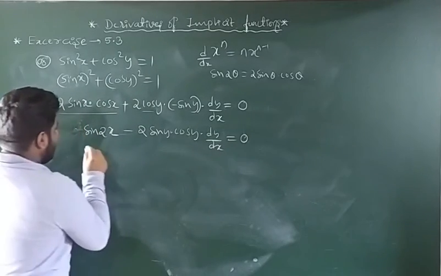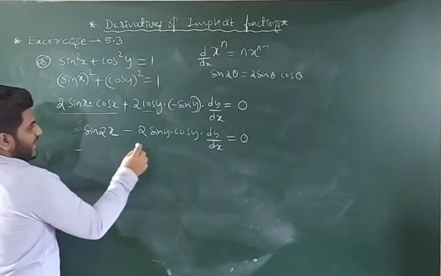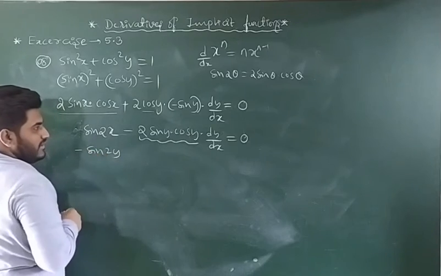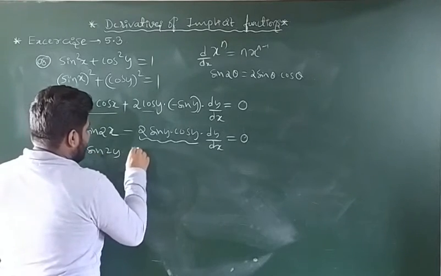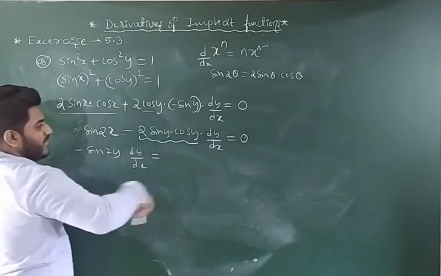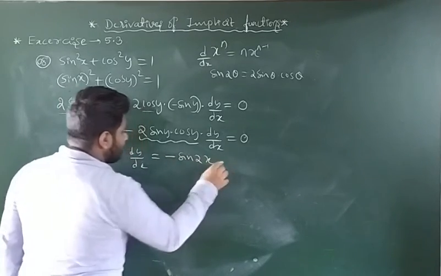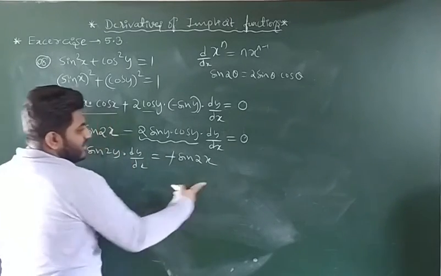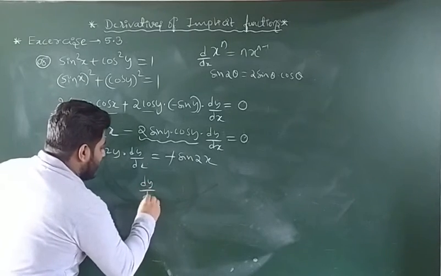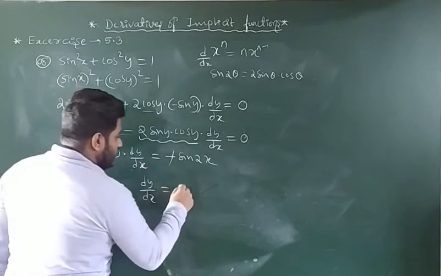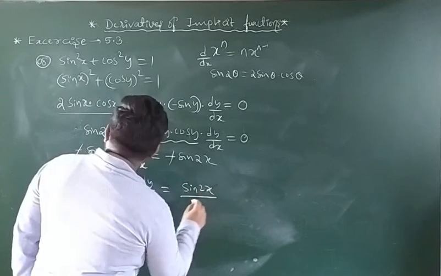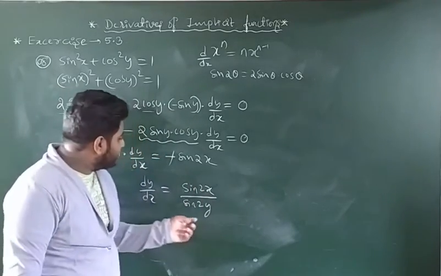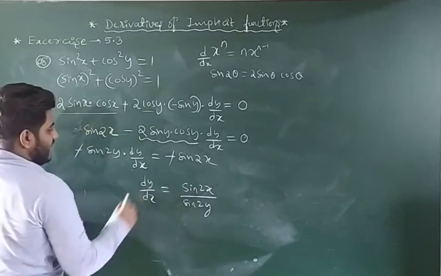Take this sin 2x that side, what we are left with? Minus, again see here guys, 2 sin y into cos y, nothing but sin 2y, dy by dx is equal to, sin 2x that side means it becomes minus sin 2x. So minus minus get cancelled. Sin 2y is there here, multiplicative. When it comes to this side, it becomes divisor. So therefore, dy by dx equals sin 2x divided by sin 2y. This is the answer.